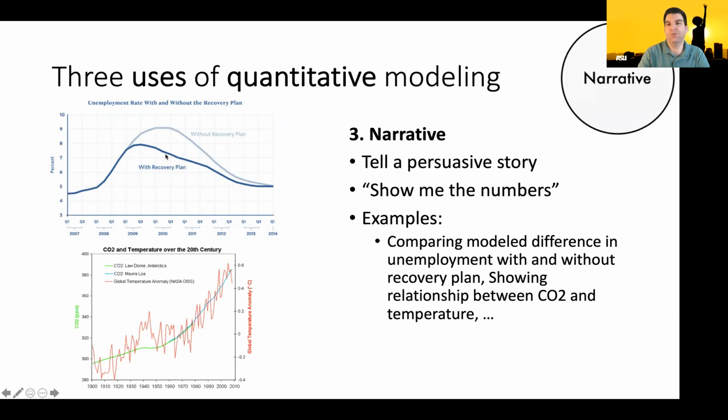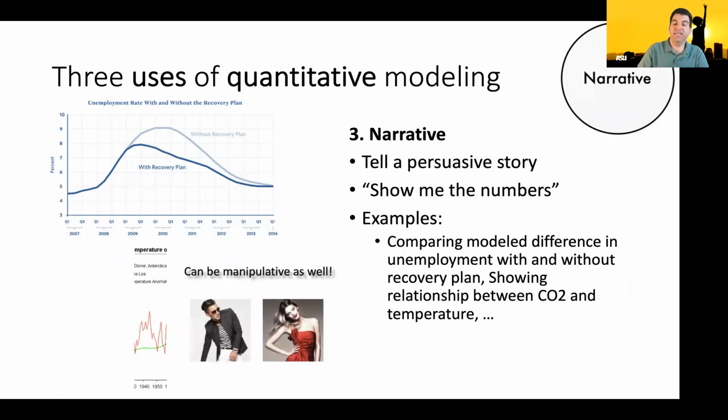It's telling a story. We're not learning something about the world. We are using a quantitative tool to show the numbers to try to make a more convincing argument. Likewise, a lot of people do this with CO2 and temperature. But you have to remember, models can be misused. Take this CO2 and temperature chart, where global temperature is the jagged red line, and CO2 at two different areas on the planet is the green and the blue line. We see that CO2 tends to predict temperature.